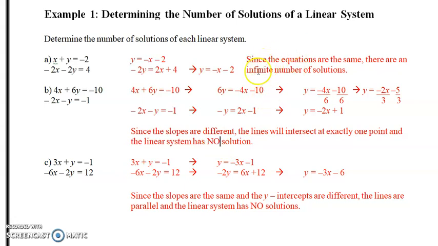So that's one solution. And then when you rearrange your equations, they have the same slope, but the y-intercepts are different. This is a scenario where you're going to have no solutions because they're parallel. The lines are always running parallel. Okay?